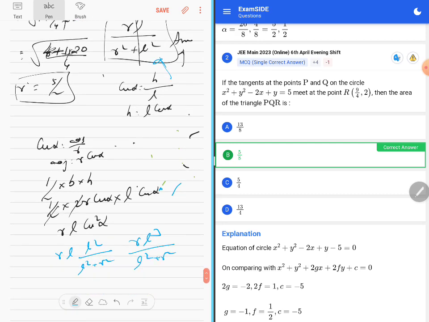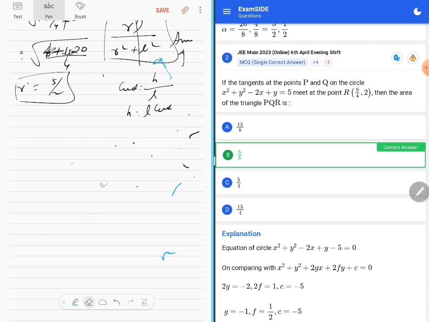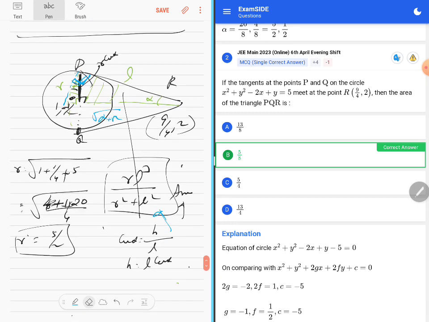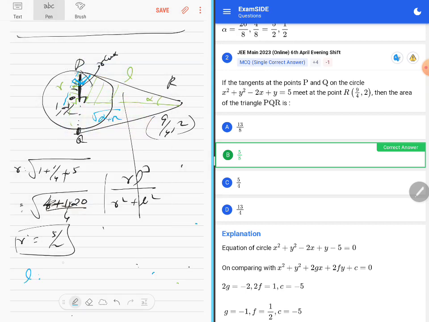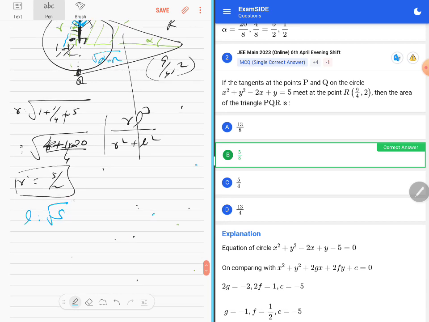Let's memorize this formula to find the area of the triangle. The formula is R into L cube by R square plus L square, where L is the length of the tangent. How do you find the length of the tangent? I'm going to tell you the length of the tangent is also the square root of the equation of the circle. Okay, what is the equation of the circle? The point is 9 by 4 comma 2.